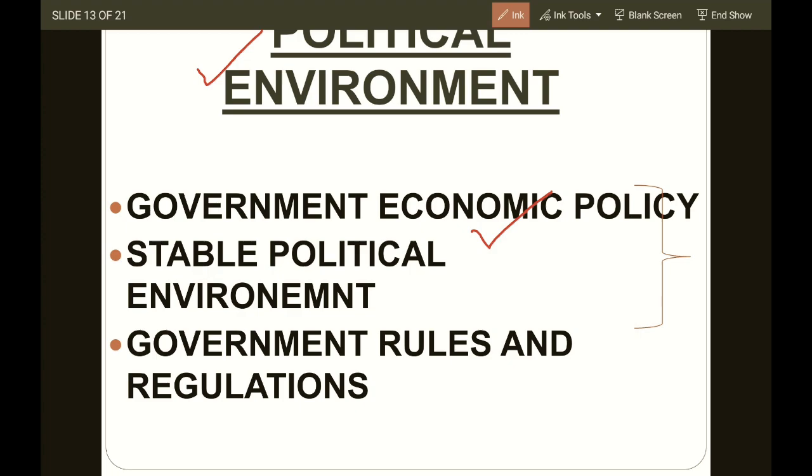There was no liberalization, privatization, globalization. Okay, stable political environment, very important. Why do most investors want to invest in an economy where there is political stability, where there are no changes in the political party?